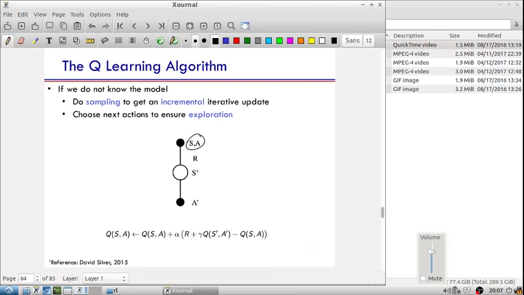Which means that I'm in s comma a. I took some action. I get a reward and a next state. I'm going to specify how to take that action. That's precisely what I've not told you, right? Because it's a reinforcement learning setting, I have to decide what actions to take to maximize expected reward.